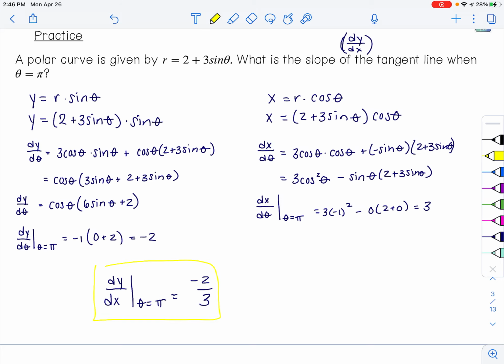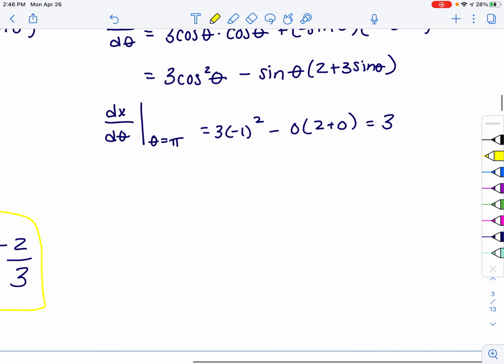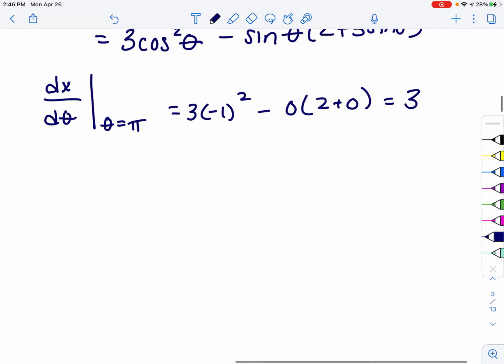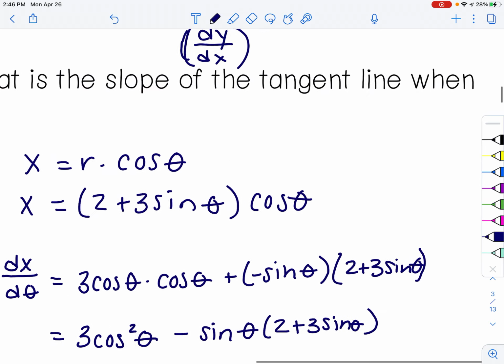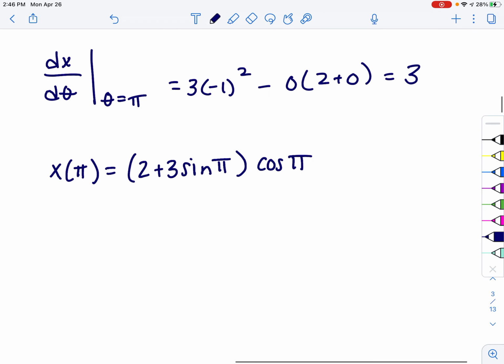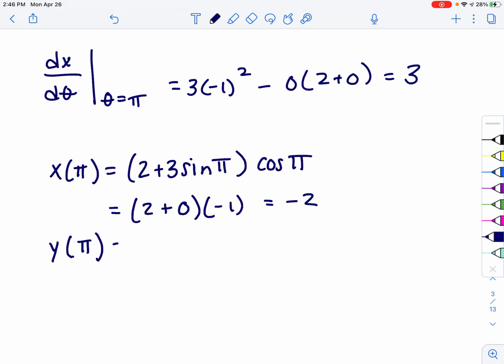Now say you wanted to also find the tangent line. If we wanted to find the tangent line, we also need to plug in, so let's go ahead and do a little bit of extra work here. We have x of pi is going to equal 2 plus 3 sine of pi times cosine of pi. That is 2 plus 0 times -1, so we get an x coordinate of -2.